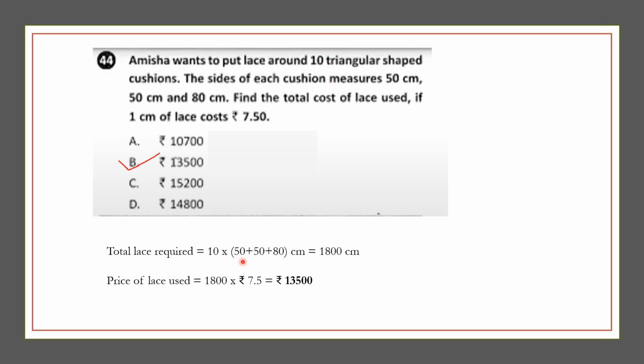So 10 times 50 plus 50 plus 80, which is 1800 centimeter. Now 1 centimeter costs rupees 7.50. So 1800 centimeter will cost 1800 times 7.5. So it is 13,500 rupees required. So our answer is option B.